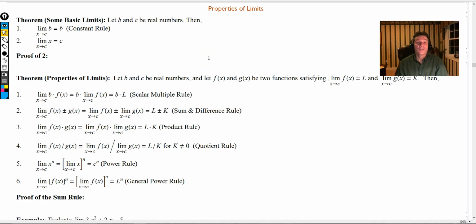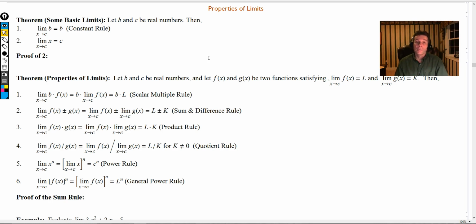For this lesson, we're going to take a look at some properties of limits. Now, these properties are important because they're going to allow us to evaluate the limits of functions without using the epsilon delta limit definition. So you'll find this a lot easier to use. However, we still needed that epsilon delta limit definition in order to prove all of these results.